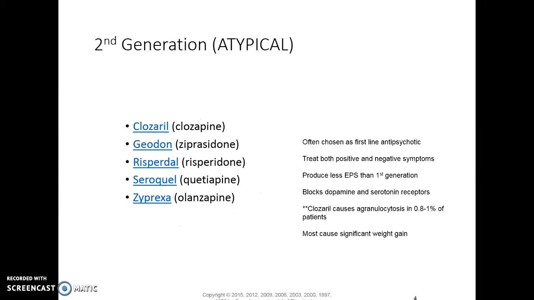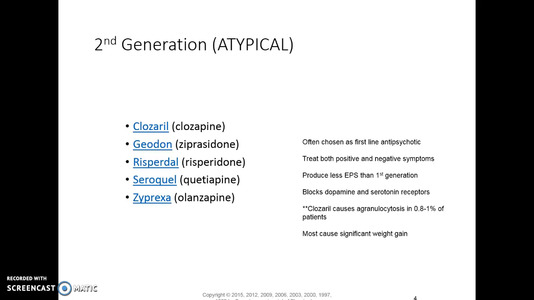With your second generation, known as atypical antipsychotics, you've got a list here. Again, you can go right into those by clicking on these if you want to learn more on each one. These are often chosen as the first line of antipsychotics because they treat both positive and negative symptoms, and they produce less of that EPS than the first generations. Their action is blocking dopamine and serotonin receptors. Most of them do cause significant weight gain. That's pretty universal for all of them.